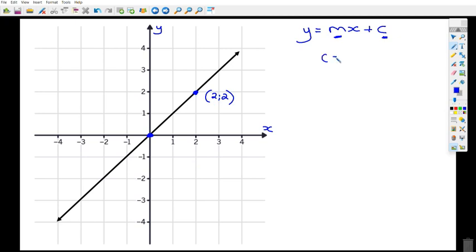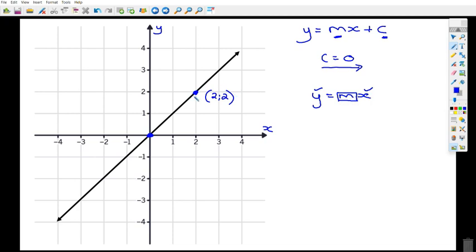So we know that the c value is 0. So let's substitute this value into this equation and see what we have left. So we've got y is equal to mx, and I need to go and find m. In order to find m, I need an x value and I need a y value.